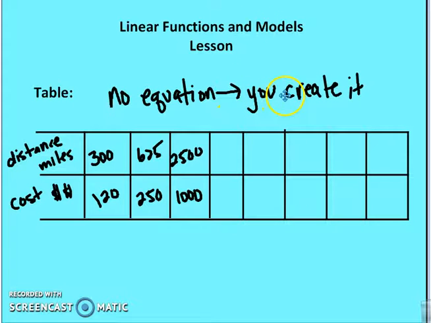All right, so now the next question is, can you create an equation given these values, so input 300, output 120, etc. I'm going to pause while you figure that out.